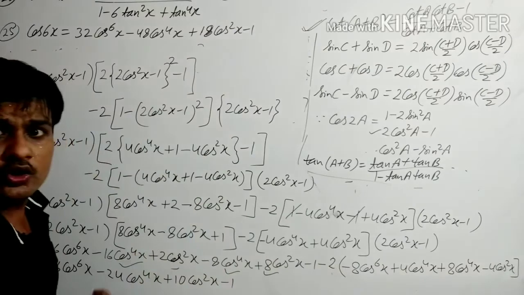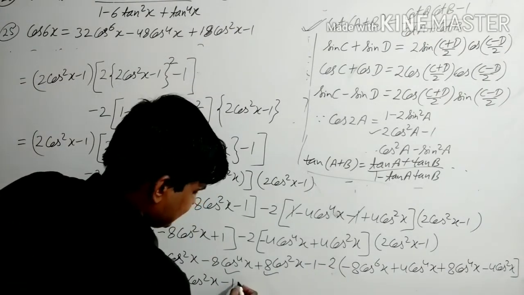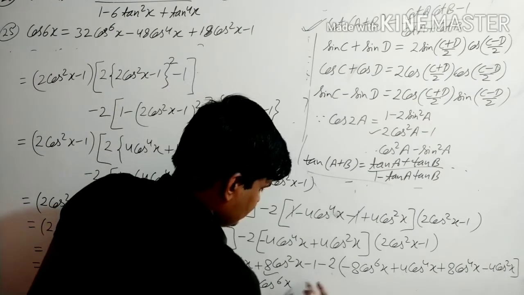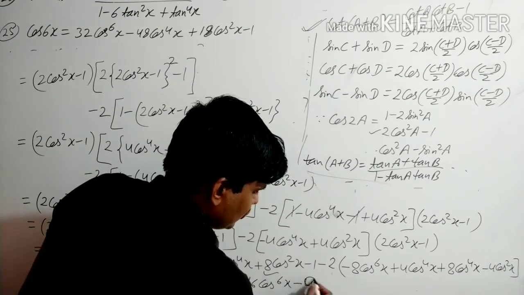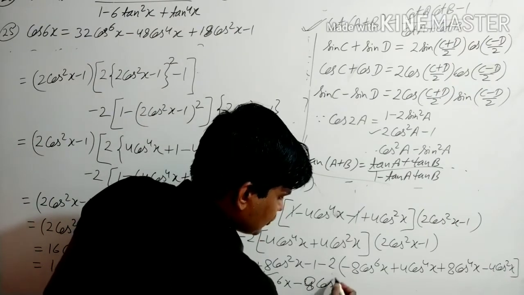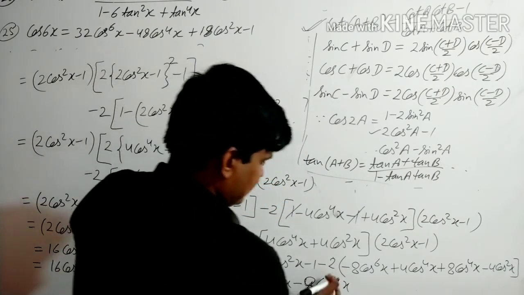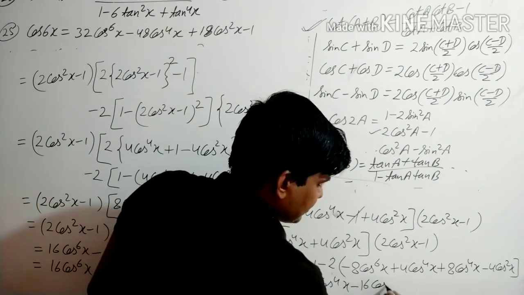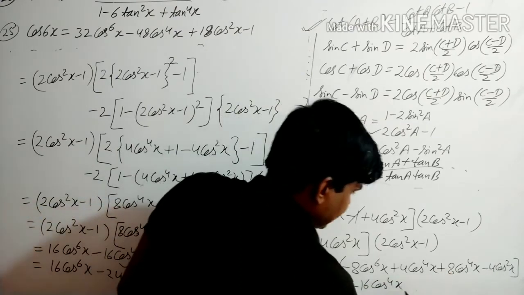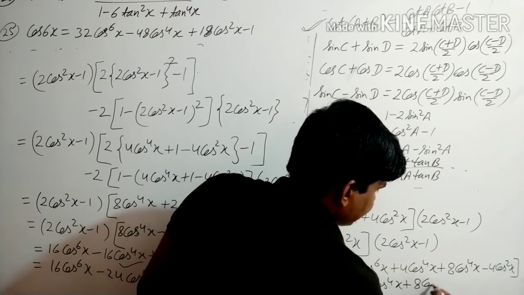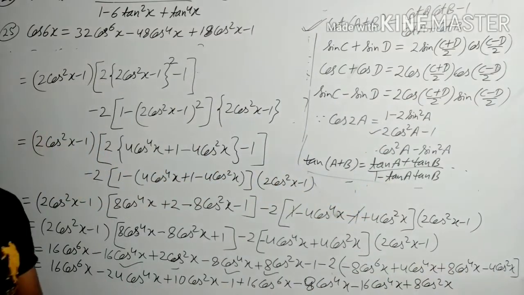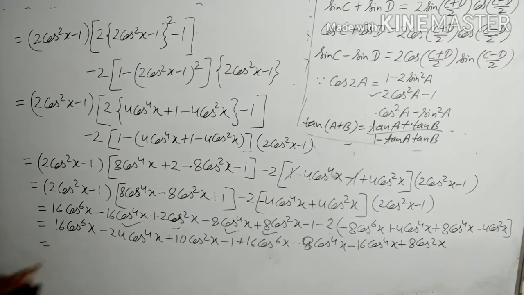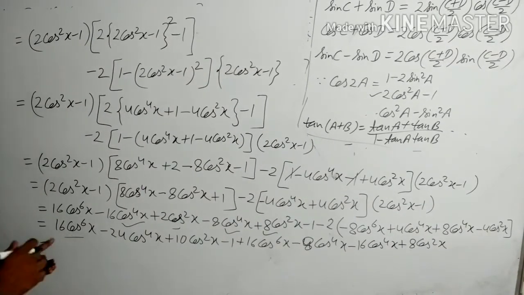Now simplify this one. So minus 2 into minus 8, minus 2 into minus 8, so we get plus 8 into 16 cos to the power 6x, minus into plus minus 4 into 2, 8, 2 into 4, 8 cos to the power 4x, and minus into plus we get minus, and 2 into 8, 16 cos to the power 4x, and minus into minus plus 4 into 2, 8 cos square x. Okay. Now the last line, that is 16 cos to the power 6x.